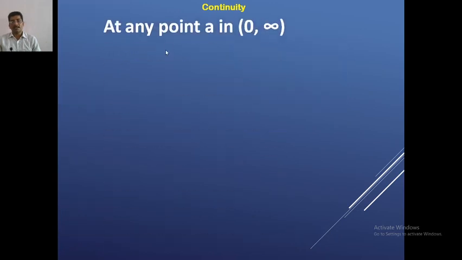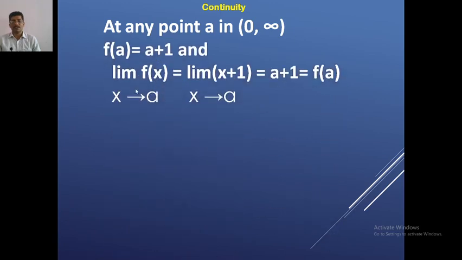Similarly, at any point a in the open interval 0 to infinity, the value of the function f(a) is equal to a plus 1, and the limit of f(x) as x tends to a is equal to the limit of f(x) as x tends to a.